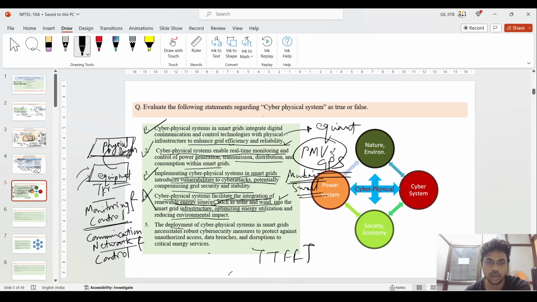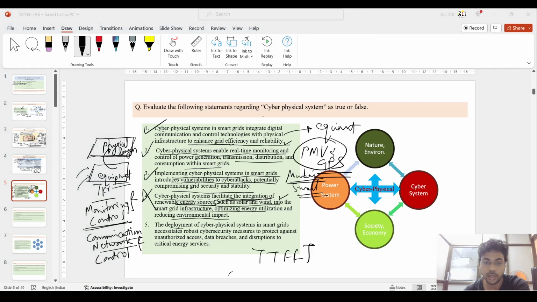Read this statement. What is it saying? It's saying that the cyber physical system should facilitate the integration of the renewable energy sources. You should install the renewable energy sources and provide communication and control features, but it is not the duty of the cyber physical system that it should integrate. That is, you can integrate, but you cannot integrate also.